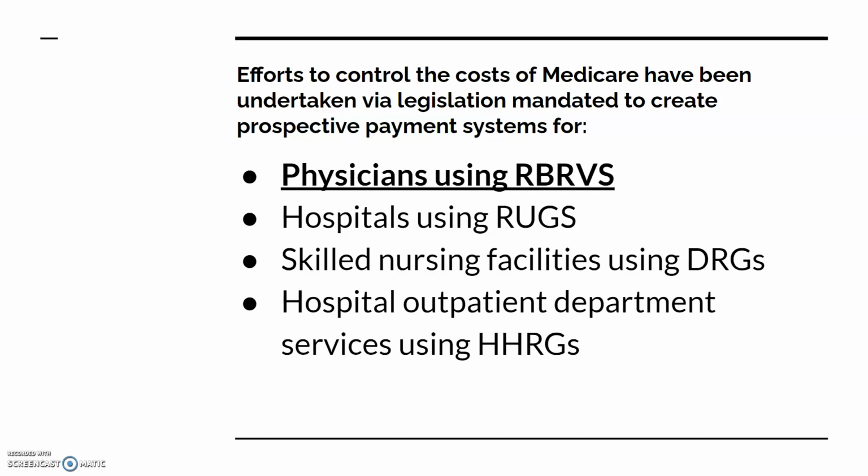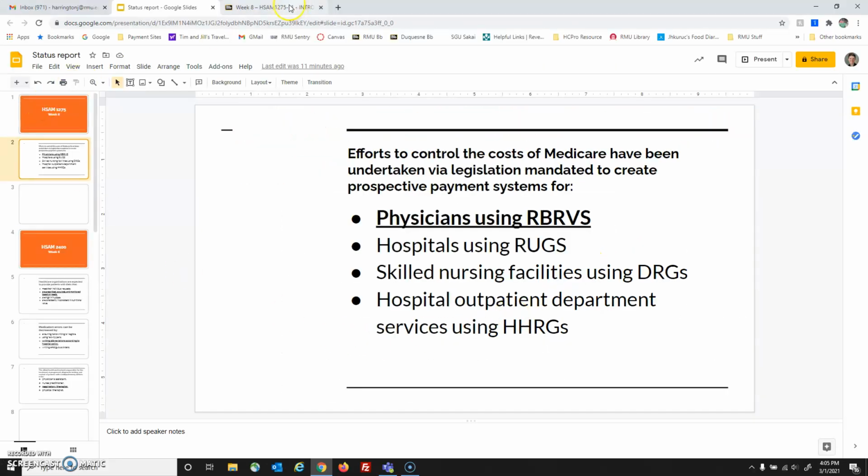Let's say you go to one provider for an office visit and they charge you $100. You go to another provider for the same type of office visit and they charge you $500. Under the RBRVS system, no matter what the provider charges you, they'll get paid a flat amount. So that is the prospective payment system piece of RBRVS.